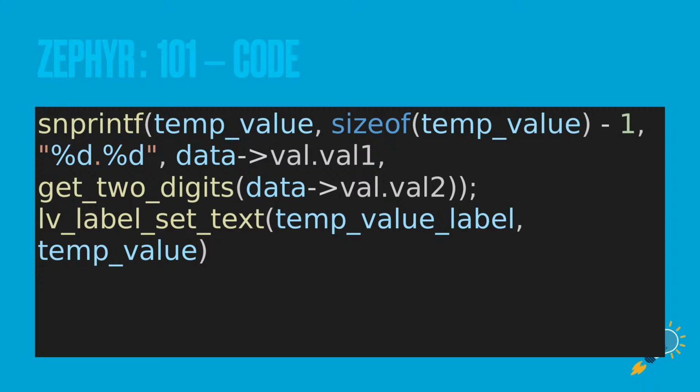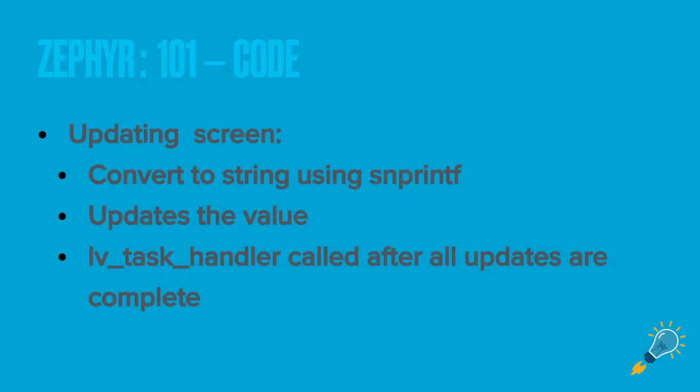The data type, or what we're doing here, is we're actually printing it to a string value, a C string. So we are setting that value and then loading it up and redrawing the screen with the LV task handler. So that's happening.